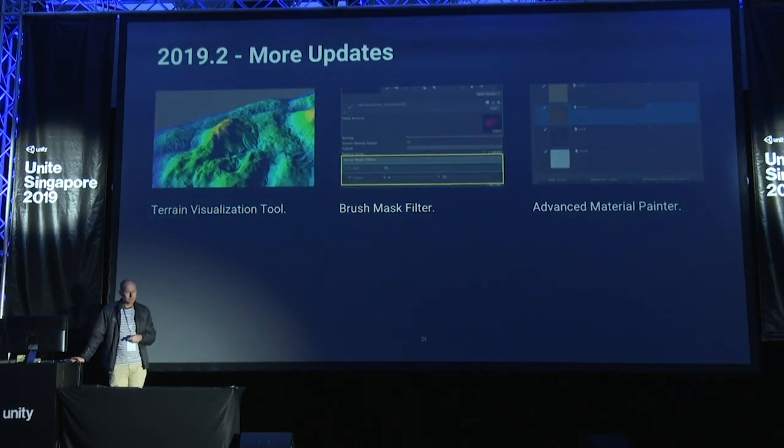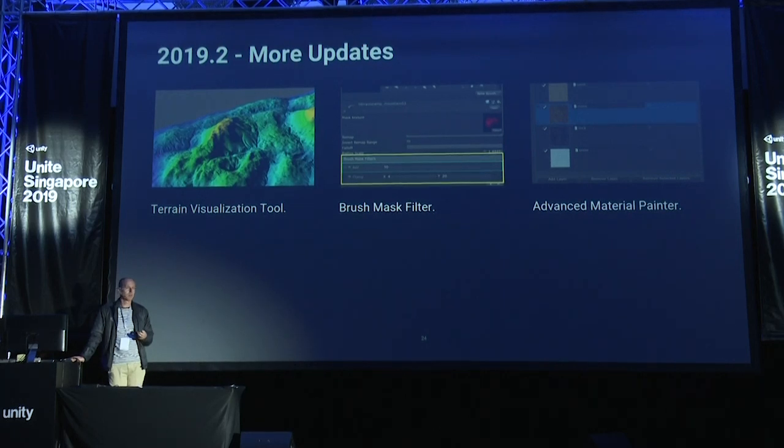So what else do we have here? We have a visualization tool. This simply shows you the height, which is useful, especially when you're making tools to say, what range am I in? What should I be choosing here?